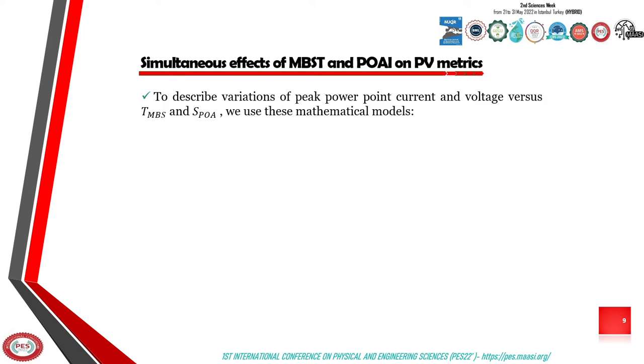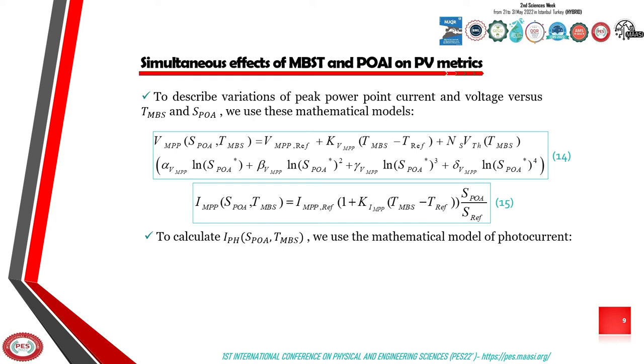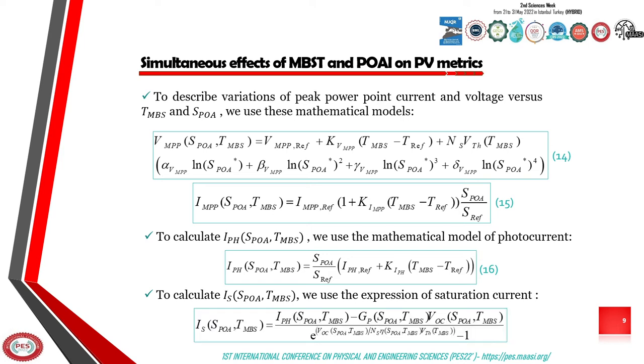To describe variation of peak power point current and voltage versus MBS temperature and POAI irradiance, we use these mathematical models. So to calculate IPH, we use the mathematical models of photocurrent, and for calculating IS, we use the expression of saturation current.